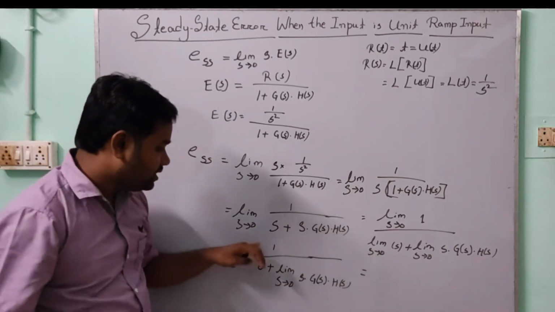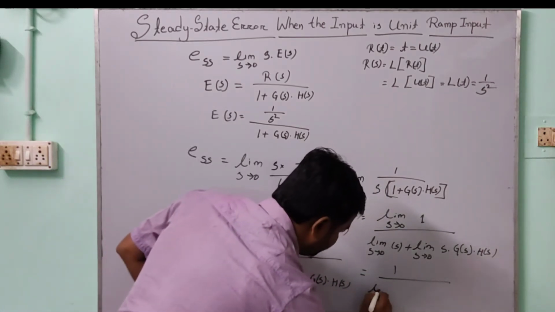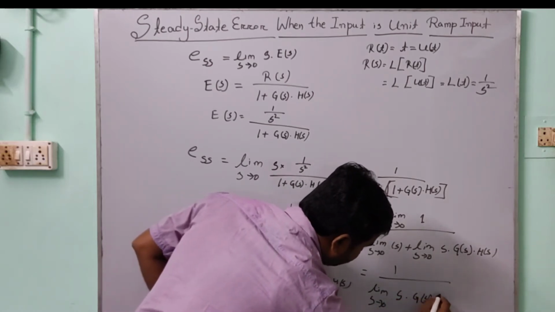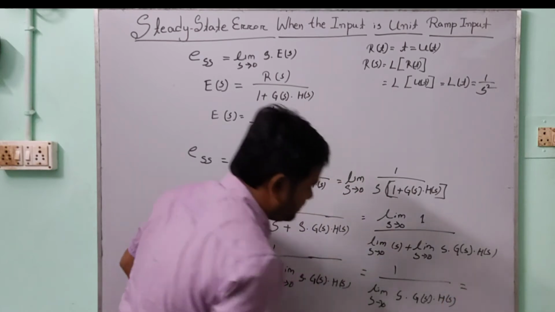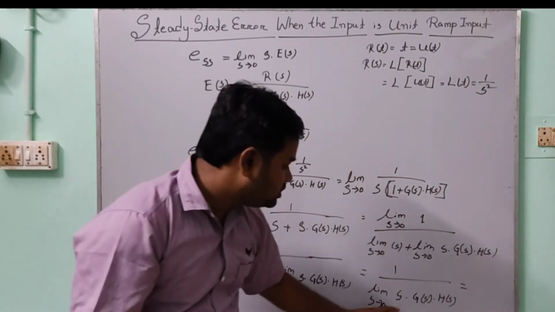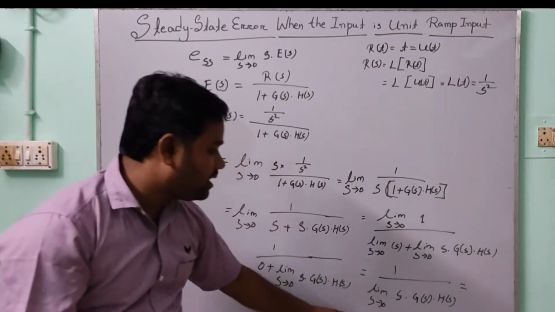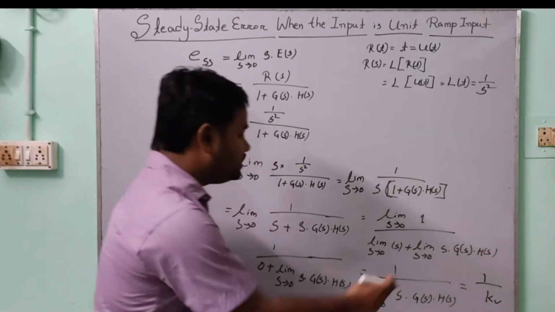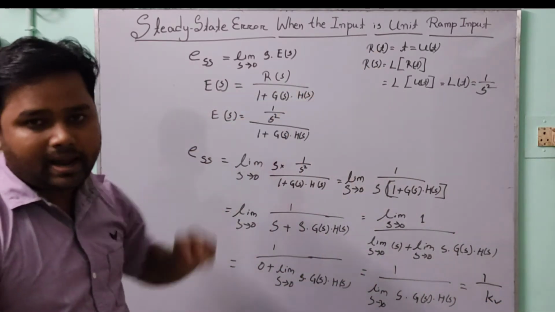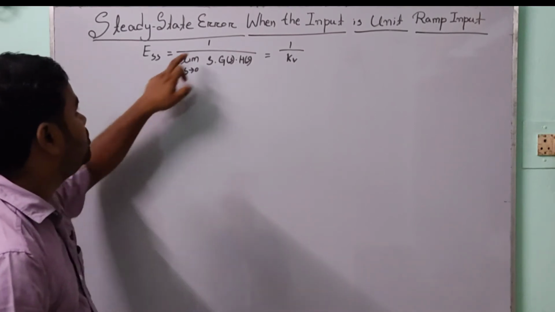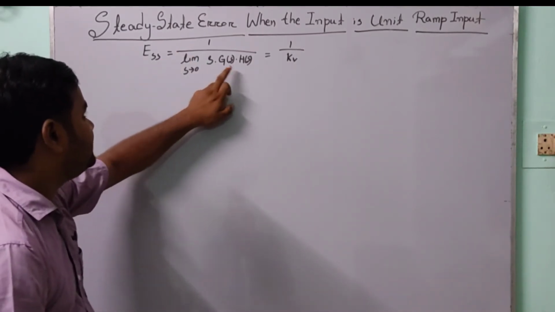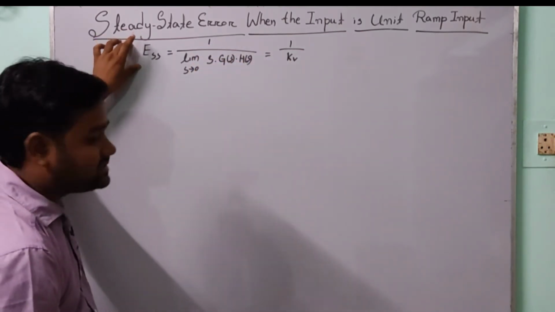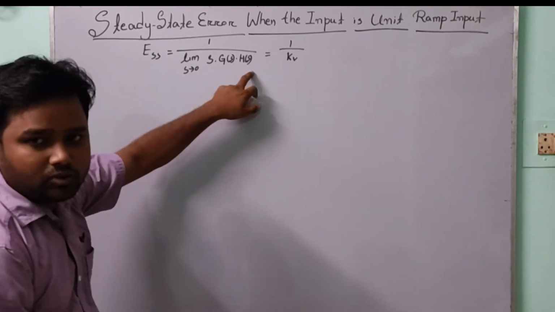Here I see 1 divided by limit S tends to 0 S into G of S into H of S. In the last class I studied that limit S tends to 0 S into G of S into H of S is the formula for KV. So here the value is 1 by KV, which is the ESS for the unit ramp input. The value of ESS is equal to 1 divided by limit S tends to 0 S into G of S into H of S, which is the value of KV. So the value of ESS is purely dependent upon G of S into H of S.